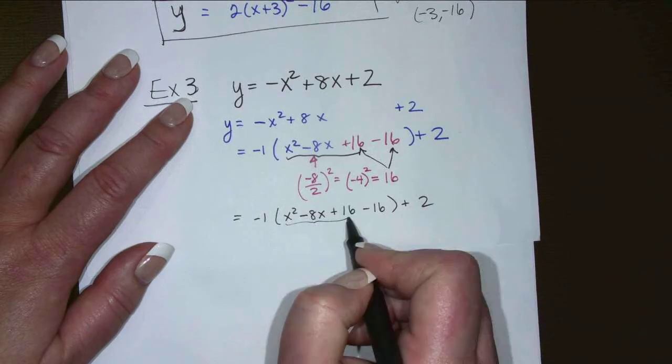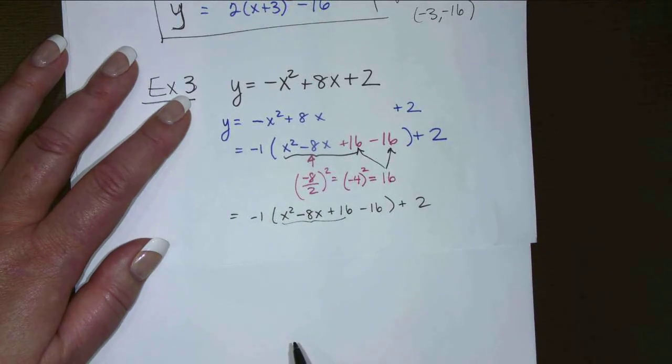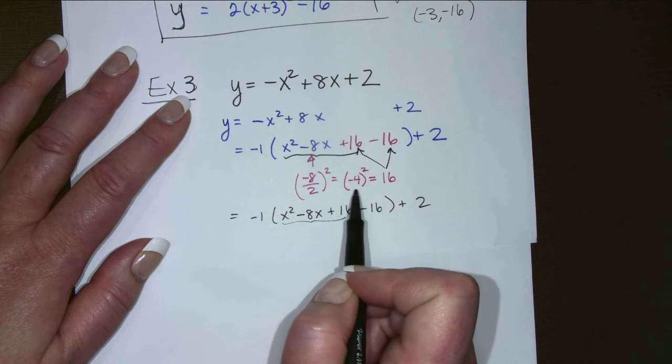Okay, so what does this factor to be? X minus 4. It's always the number right here before you square it. Always.